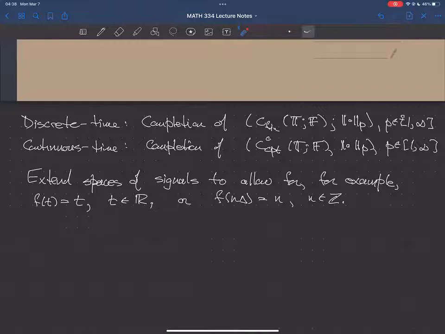The problem is that these are unbounded in some way, which prevents their inclusion in these spaces. So how are we going to do that? Let's first look at the discrete time case, where things are very easy, but almost confusingly easy. So we're going to let T be a discrete time domain.